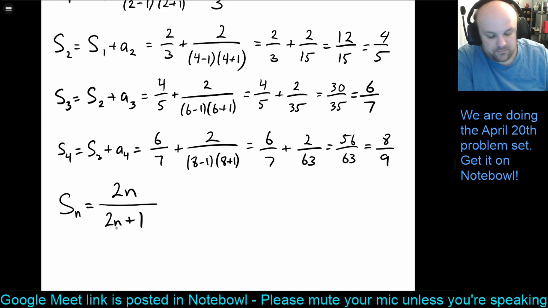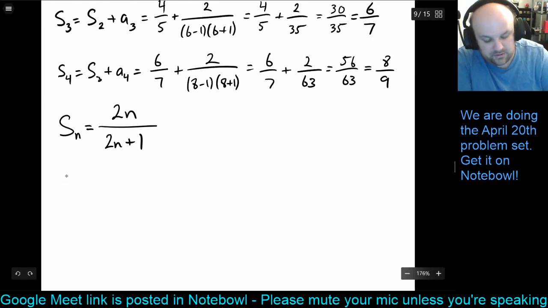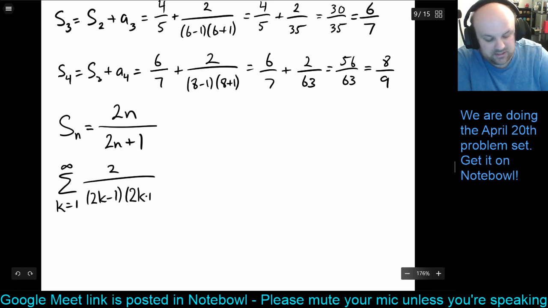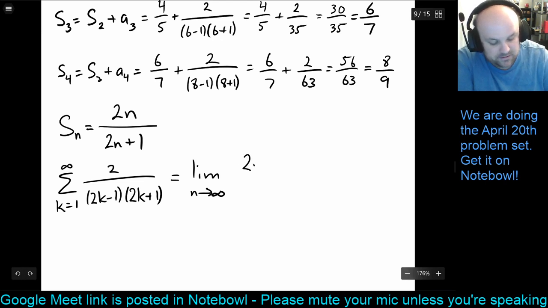So now we have our general term here. So this series, the sum from k equals 1 to infinity of 2 over (2k minus 1)(2k plus 1), has got to be the limit as n goes to infinity of this partial sum here, 2n over 2n plus 1.